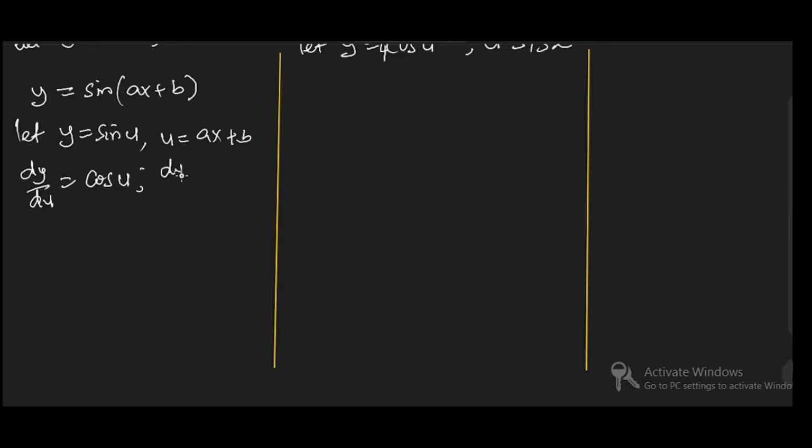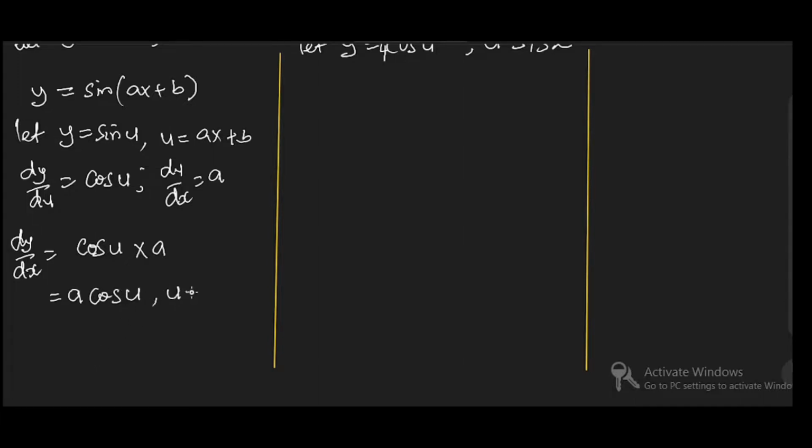Then du/dx: these are constants, so when you differentiate this, we shall remain with a, because x is the one which is a variable. This constant a and b are like the way you see 1 and 2. When you differentiate 1, you have 0. So when you combine them, dy/dx is equal to cos u times a, which is a cos u.